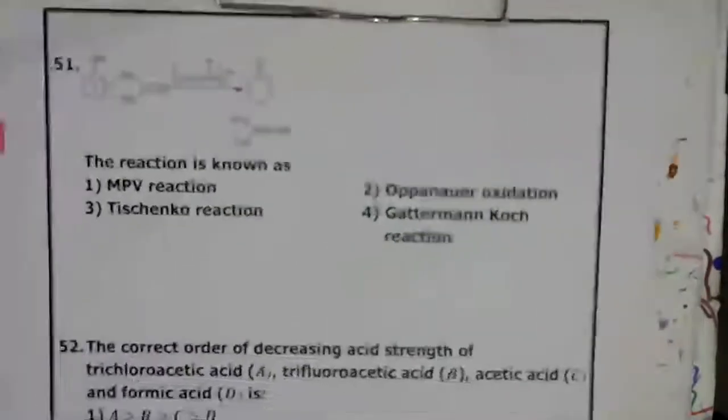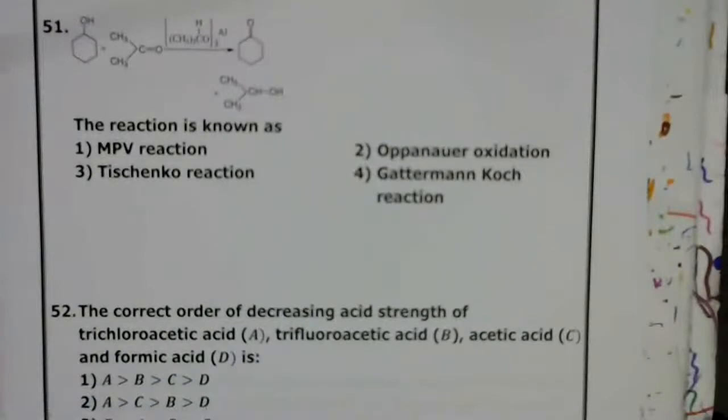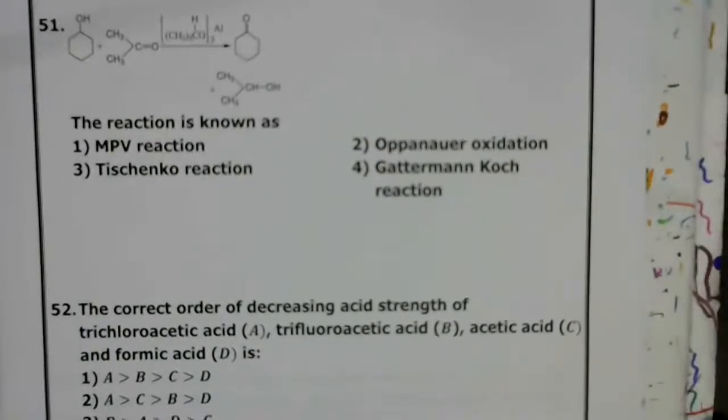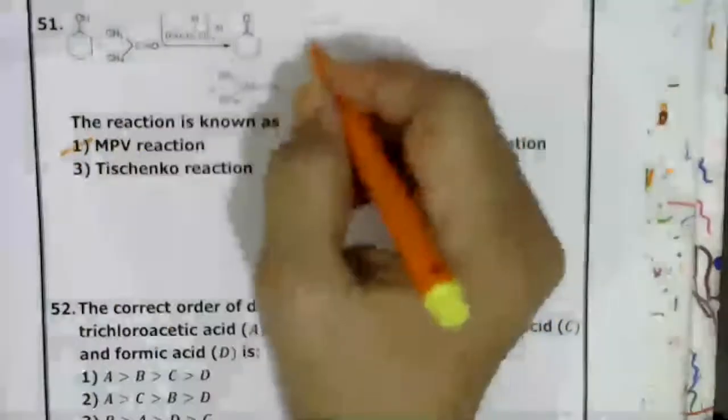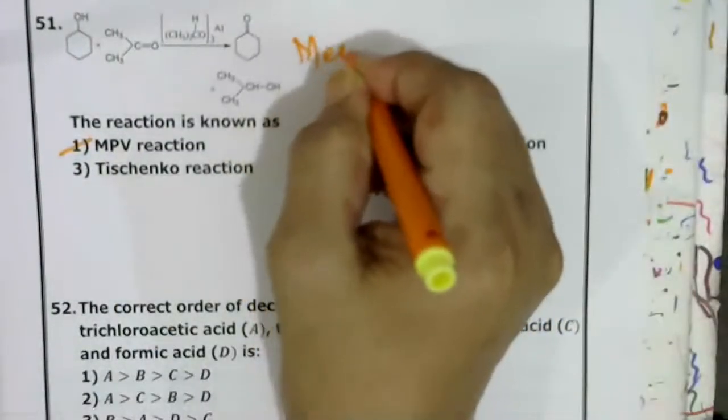Question number 51. Cyclohexanol with acetone. With DIBAL converted into cyclohexanone. This reaction is called what? Meerwein-Ponndorf. I'll write it here completely over this one abbreviation.